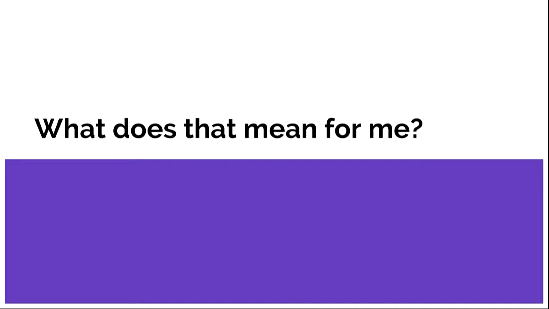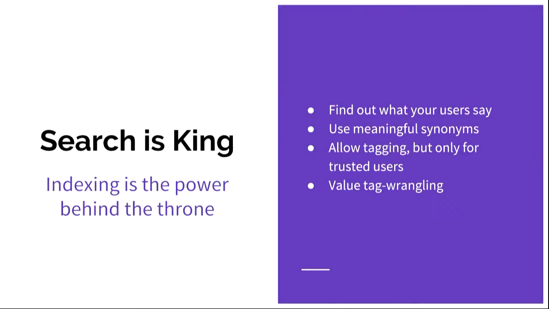So what does that mean for you as developers? Why do you care about fan fiction? Well, search is king. This is how we're finding everything, and I know it, and you know it. And it's not like we're looking in beautifully collated indexes anymore. But indexing is the power behind the throne, and you can change what gets indexed. And the way you do that is find out what your users actually say about your product, what do they actually call it. Use meaningful synonyms for what you think of and what they think of and what might be in the middle, and add those to what you want them to find.